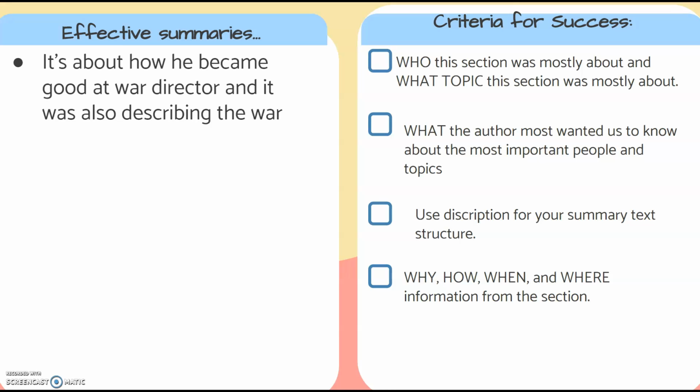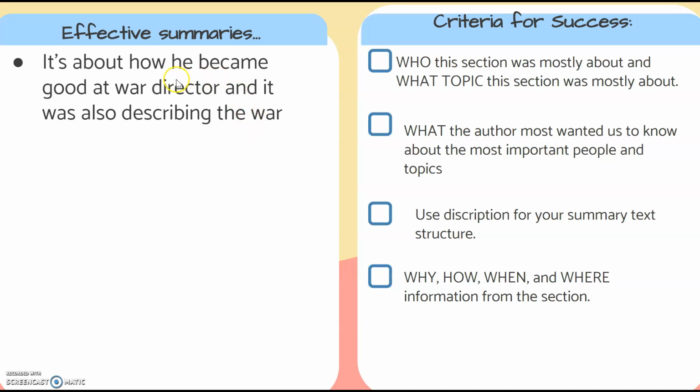I'm going to read you this, and I'm going to pause, and I want you to think, what part of the criteria for success did this student not include? This student says it's about how he became good at war, director, and it was also describing the war. So what did they not include?